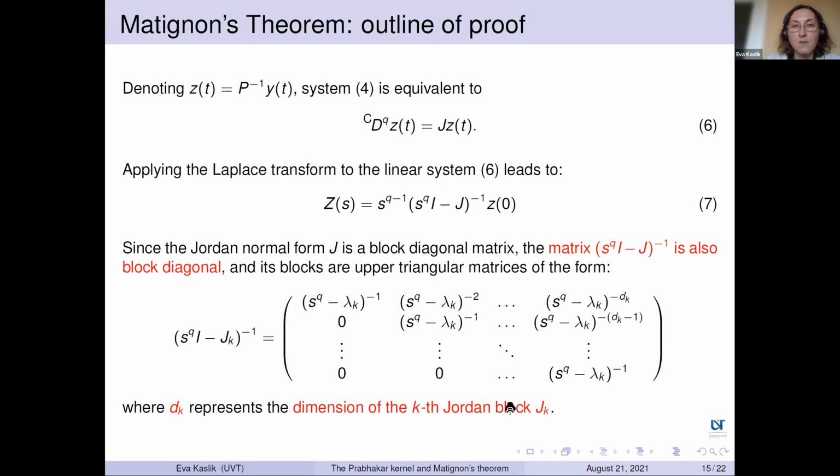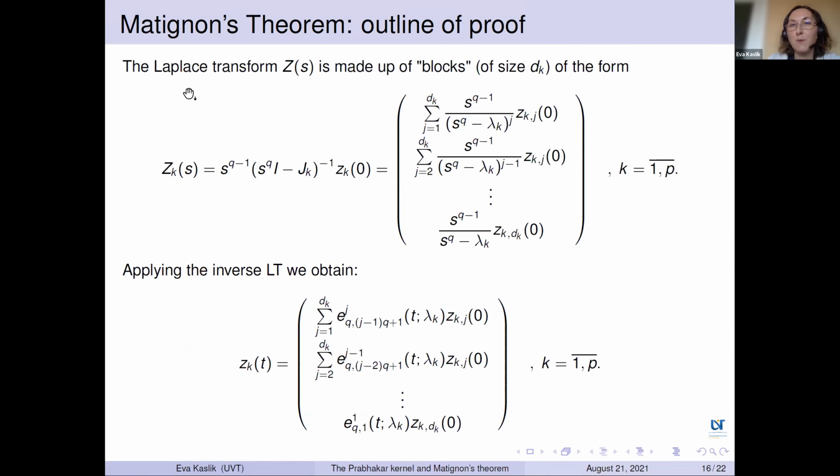So with this observation, we are able to compute the Laplace transform of our solution. This is made up of blocks of size dk, which are of the following form. So we have the block capital ZK of s given by this formula over here, with dk entries. What we can notice is that all these functions that appear here are Laplace transforms of Prabhakar kernels. So when we apply the inverse Laplace transform, we will obtain the K-th block of the solution Z in this form, involving the Prabhakar kernels, which are shown right here.